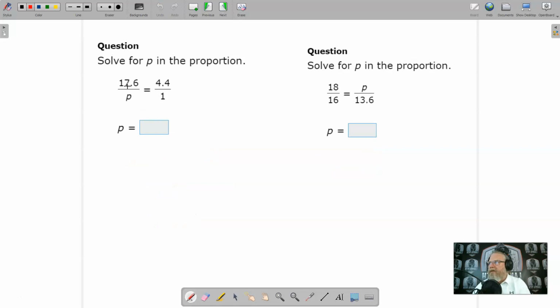Oh, goody goody. Decimals. Well, this isn't too bad. 17.6 times 1 is still 17.6. Anything times 1 equals itself. So the extremes were pretty easy. And then we have 4.4 times p, which is 4.4p.